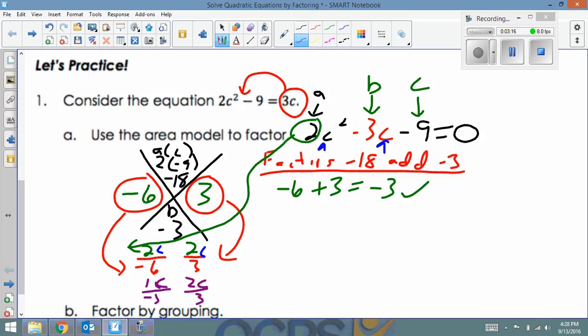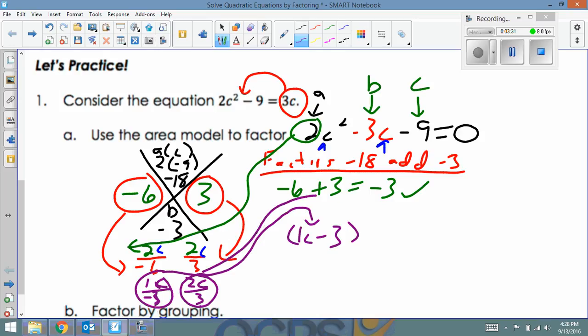So now these two things here are going to be our factors. Let's write our first one. It says 1c over negative 3. So how we write that in factored form is we just put 1c minus 3. Then we're going to do the same thing for this one. This one we're going to write as 2c plus 3. And of course, it's going to be equal to 0.